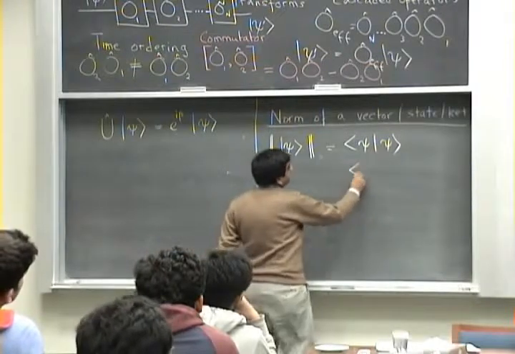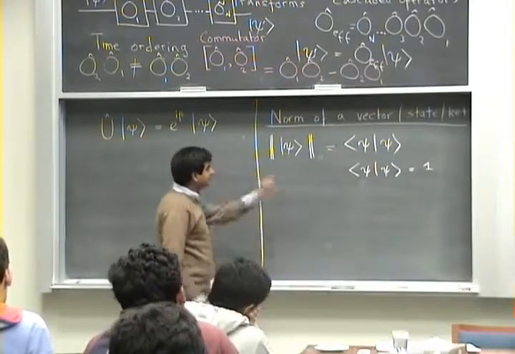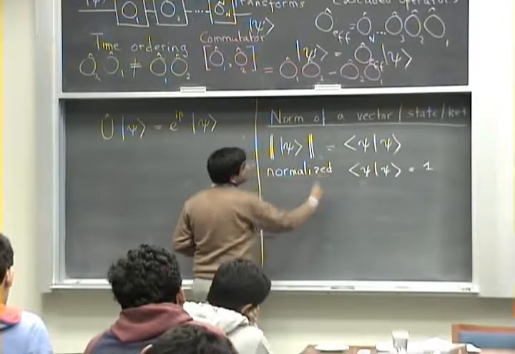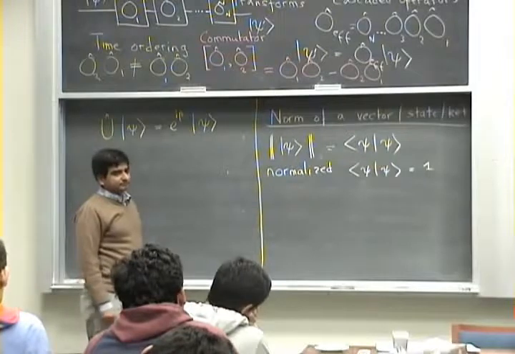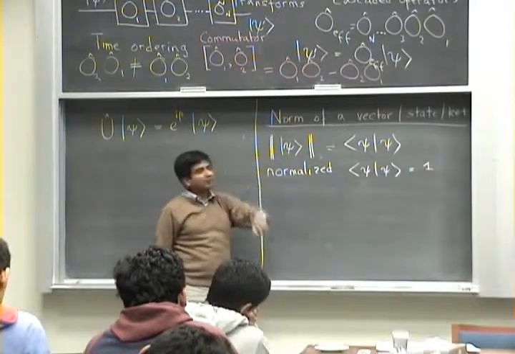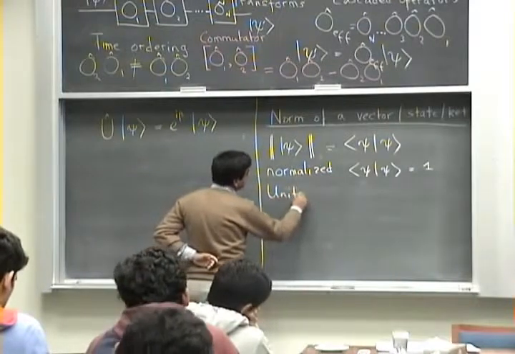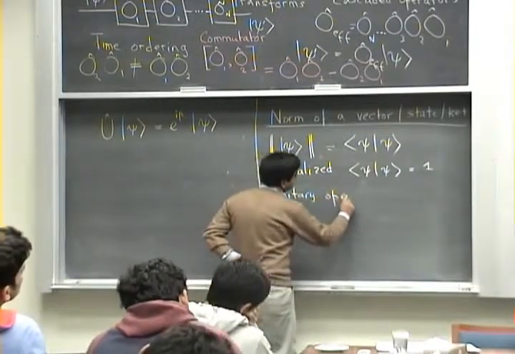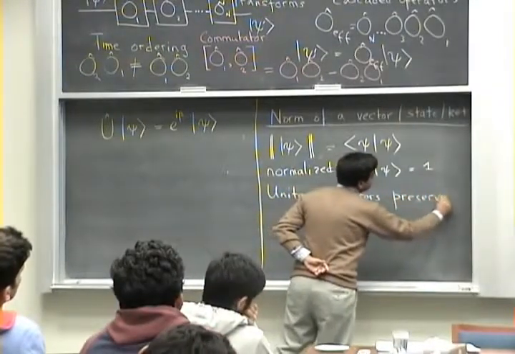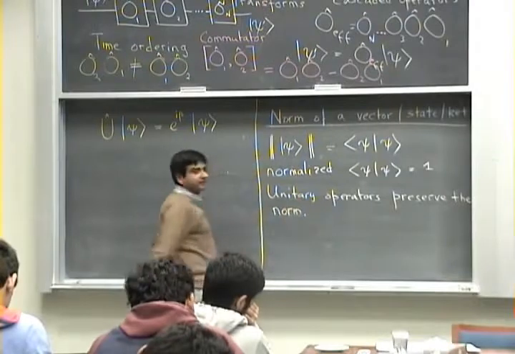If the state is normalized, then the inner product is 1. This represents a normalized state. And I've already mentioned that all physically realizable states must be normalized, because this inner product has something to do with the probability. So this is how we define the norm of a state. What unitary operators do is preserve the norm. They keep the length of the vector the same, or the norm of the vector is unchanged.